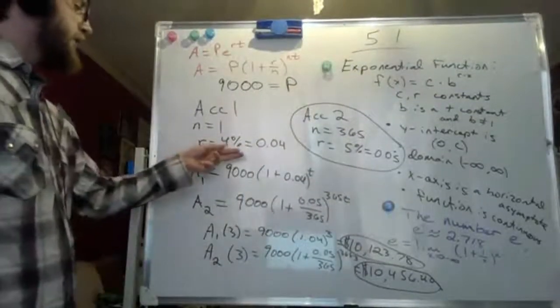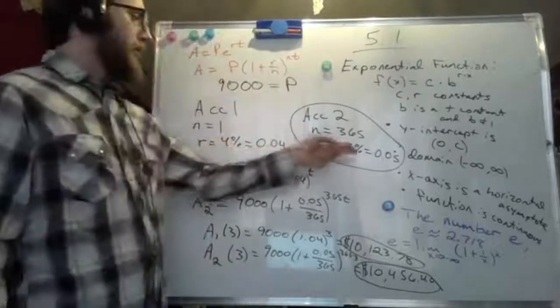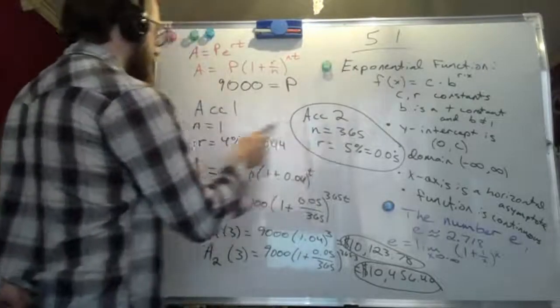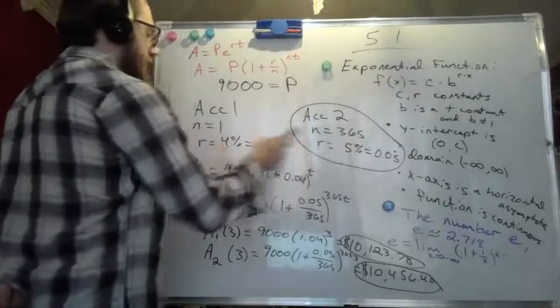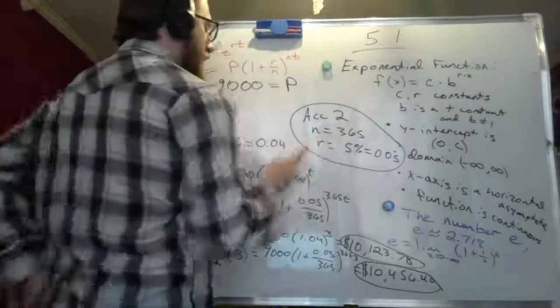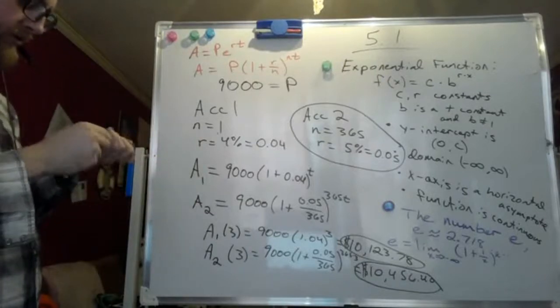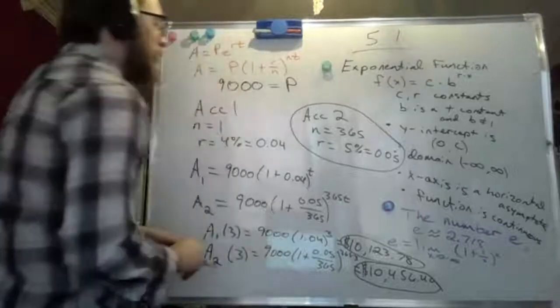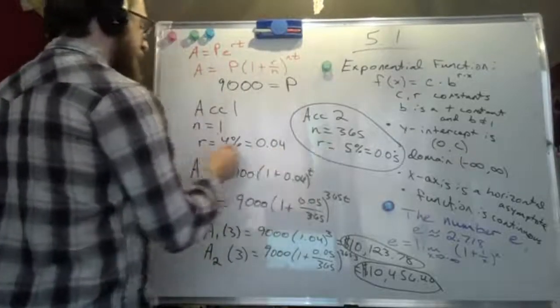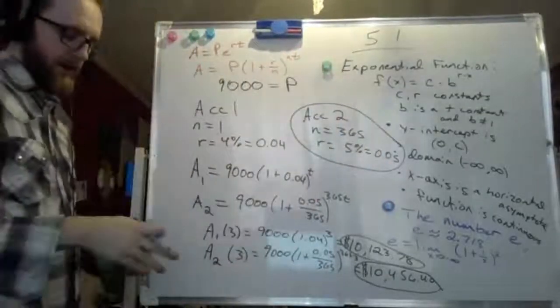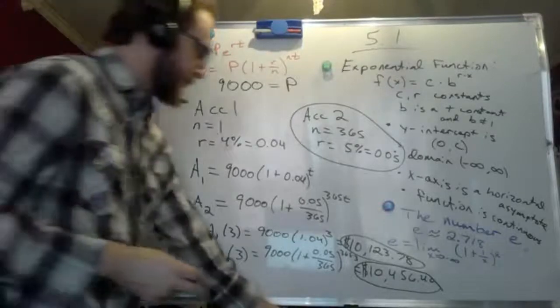And really, if we were looking at the question before we tried to solve it, you might have been able to tell just by looking at these numbers that account 2 is going to be better, because not only was it compounding more times than account 1, 365 is much bigger than 1. Not only is it compounding more often, but it's compounding with a higher interest rate. 5% is bigger than 4%. So this account 2 is pretty much better in every way possible. And there you go. That's an example question you might have to deal with in 5.1.